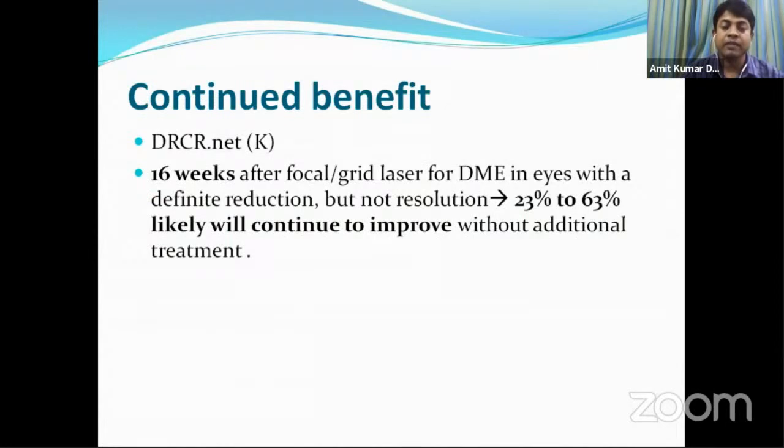Also, continued benefit of the laser has been found in the DRCR.net protocol K, for 16 weeks after focal or grid laser for DME in eyes with a definite initial reduction but not complete resolution. Up to 23 to 60% of those eyes are likely to continue to improve further without any additional treatment.